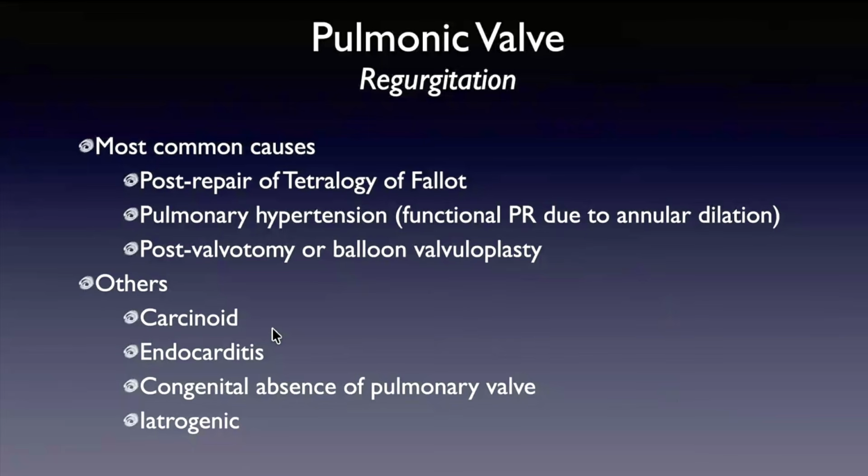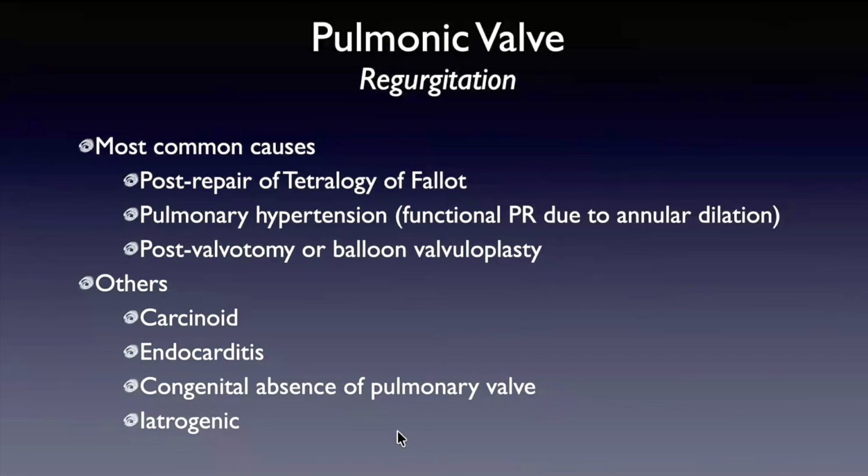Carcinoid can cause both pulmonic stenosis, as mentioned before, but also pulmonic regurgitation. Endocarditis more commonly causes pulmonic regurgitation as opposed to pulmonic stenosis, although you can have quite a large vegetation that can involve the pulmonary outflow tract. There's congenital abscess of the pulmonary valve, which I've never seen. You ever seen that, Tom? No. It's been reported. And then iatrogenic, of course.